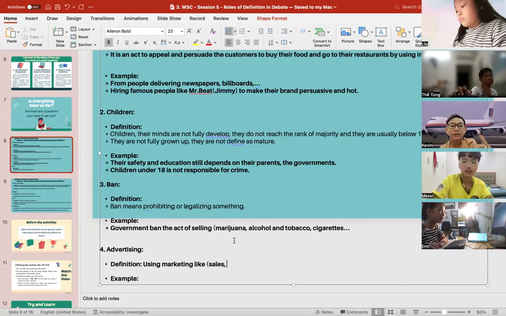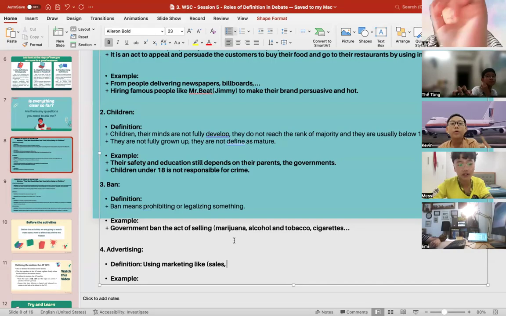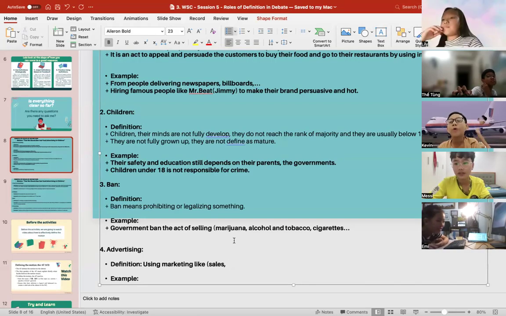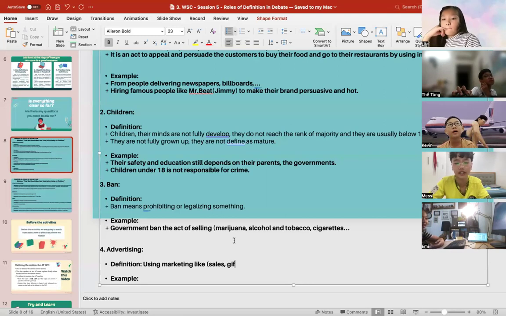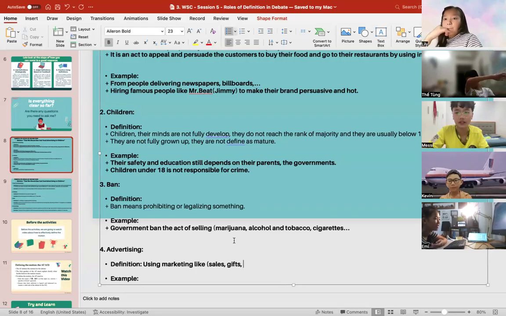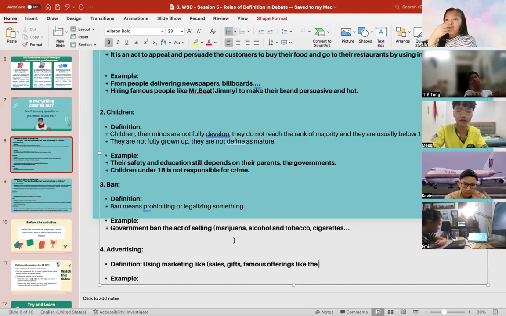Okay, good. So what you are talking about is to promote the sales of the new product. You are talking about promoting sales and gifts. And you're also talking about famous offerings like Black Friday.